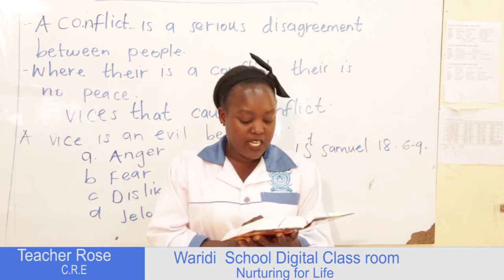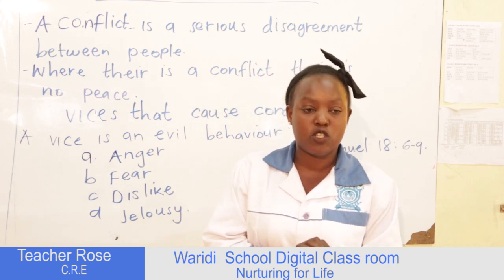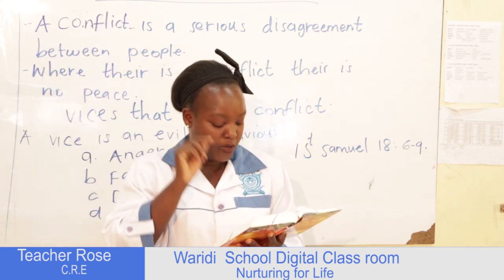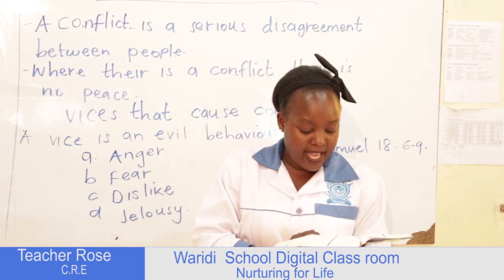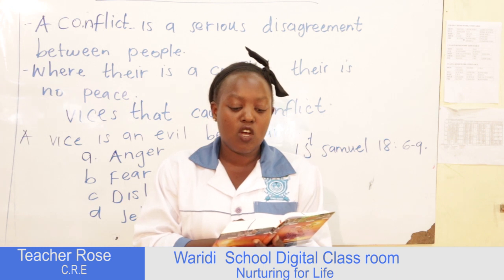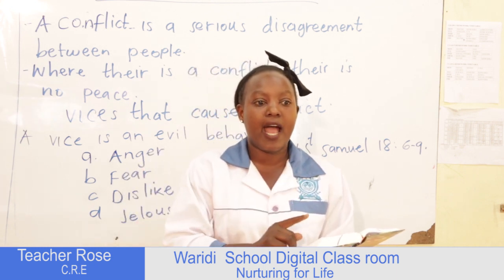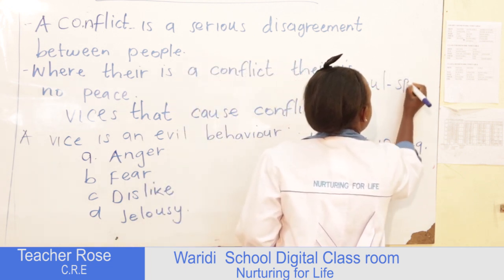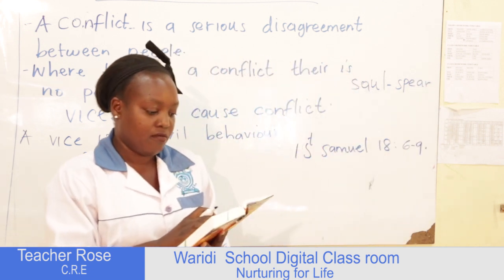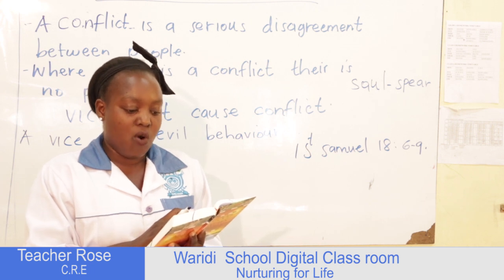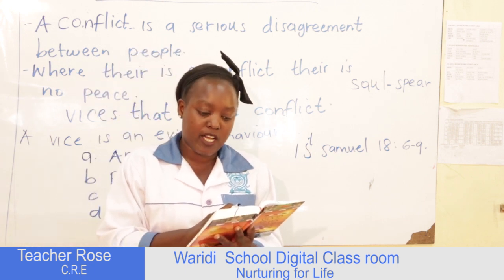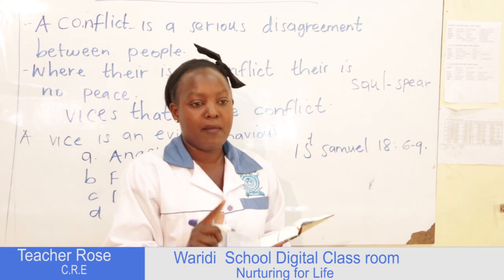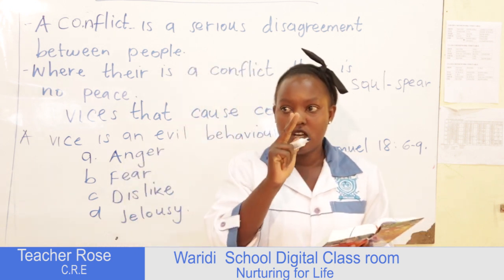The next day, an evil spirit from God suddenly took control of Saul. We have had an evil spirit from God, meaning God can also send evil spirits to you. David was playing the harp, and he did every day. And Saul was holding a spear. Let's continue reading. "I'll pin him to the wall," Saul said to himself, and he threw the spear at him twice, but David dodged each time. He threw two times, but remember, David dodged both times.